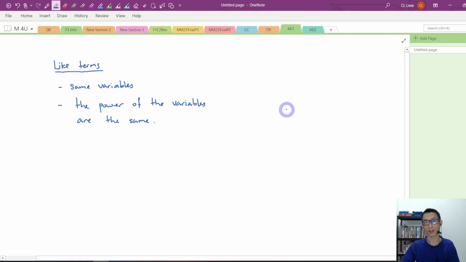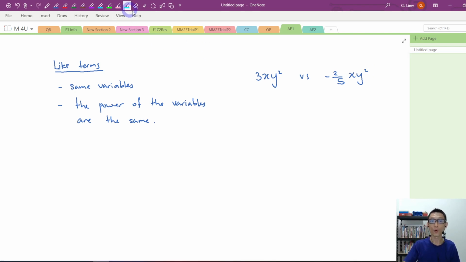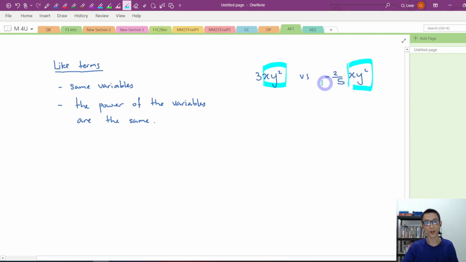Okay, let me give you some examples. Let's say I have two terms. One is 3xy squared, and another term is negative 2 over 5xy squared. When we want to determine whether the two given terms are like terms or unlike terms, we only focus on the variable part, this part. The coefficients, negative 2 over 5 and 3, are not important. Now remember, same variable and the power of the variable are the same.